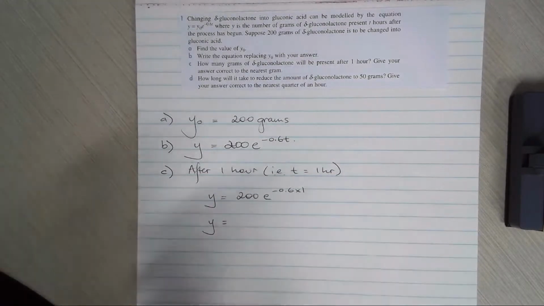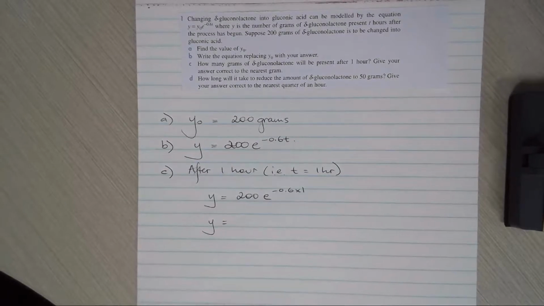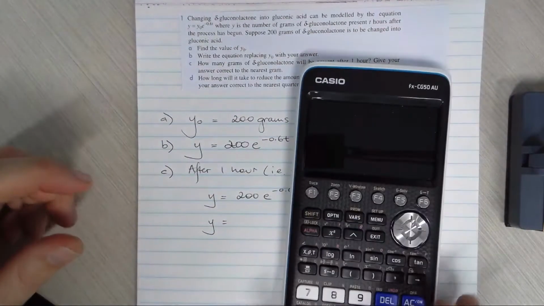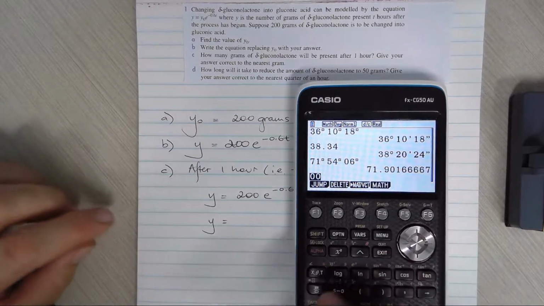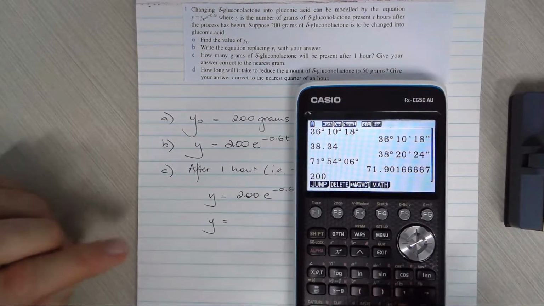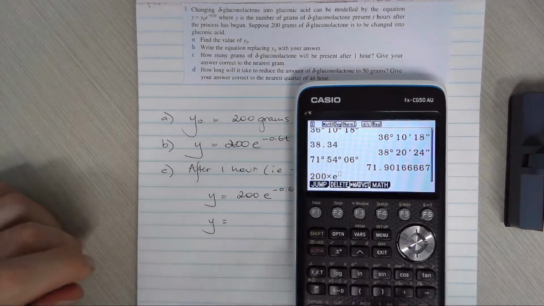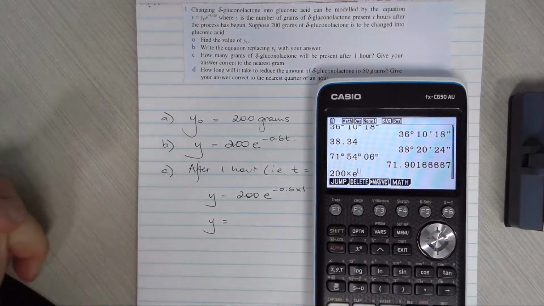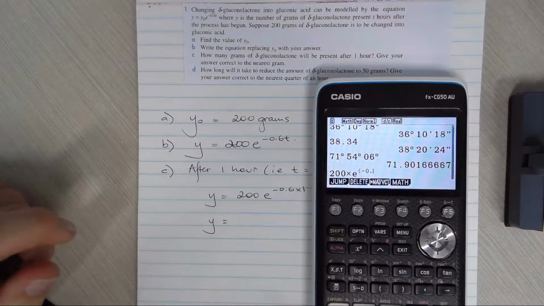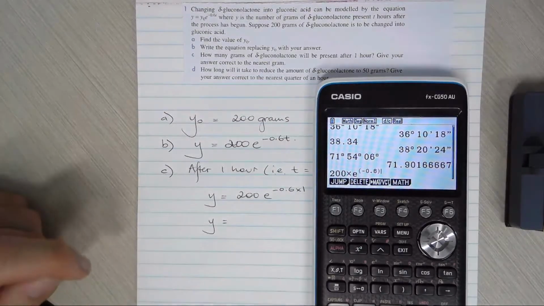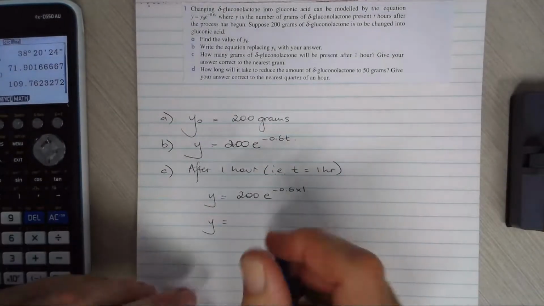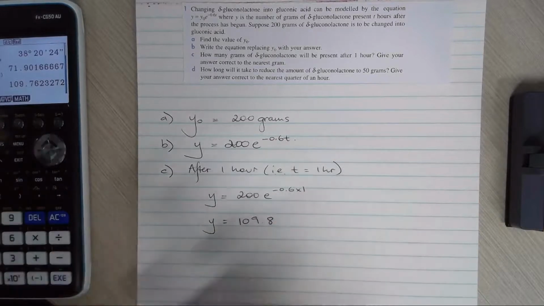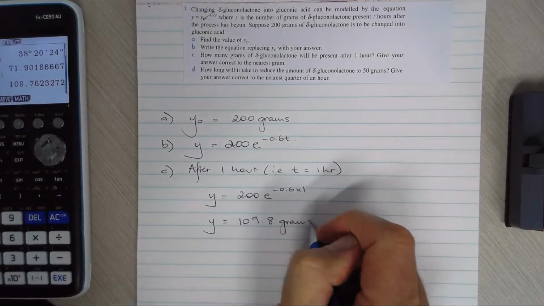If we get our graphics calculator out, let me just grab mine. Working that here on screen, we should be able to work out 200 times e to the power of, and we'll put it in brackets just to make sure, and we end up with 109.8. So 109.8 grams after 1 hour.